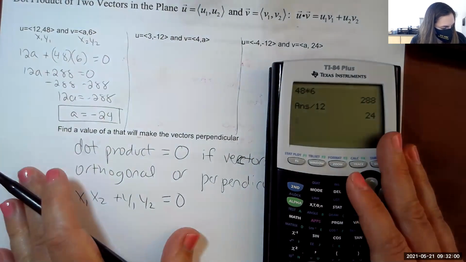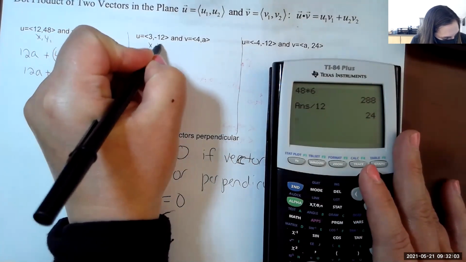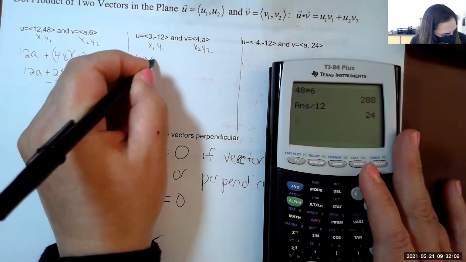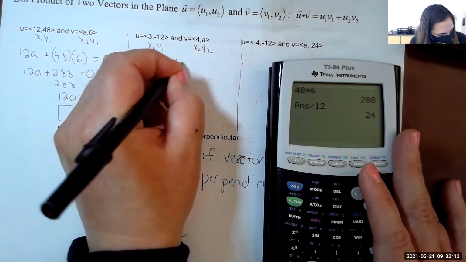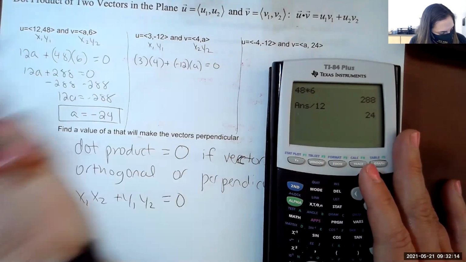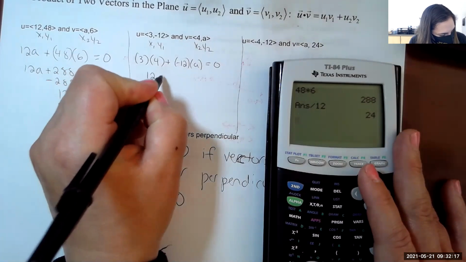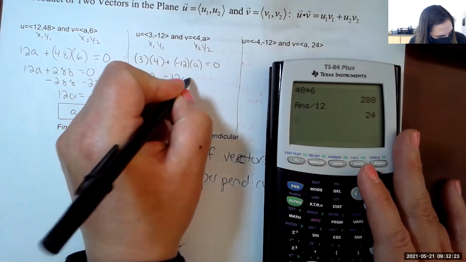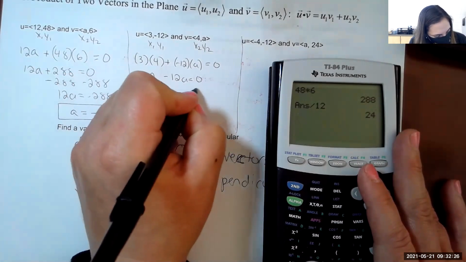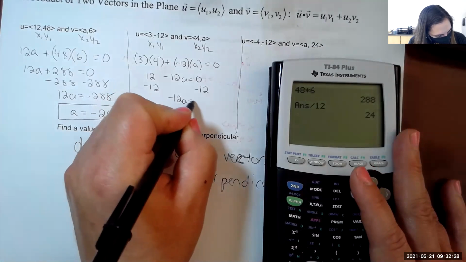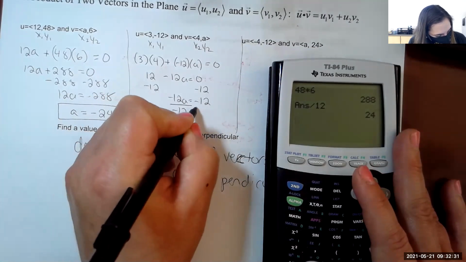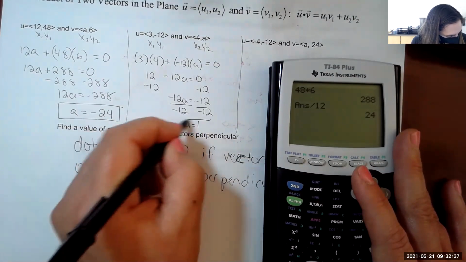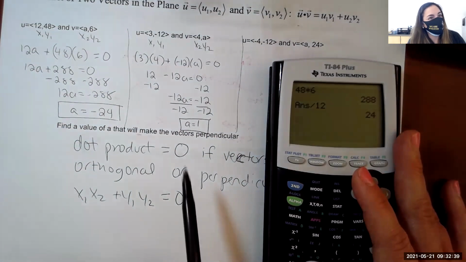Okay. I'm going to do the next one. So I have x1, y1, x2, y2. So I have 3 times 4 plus negative 12 times A equal to 0. 3 times 4 is 12. And then negative 12 times A is negative 12A equals 0. Subtract 12 from both sides. So I have negative 12A equals negative 12. Divide both sides by negative 12. A is going to have to be 1. Okay. If you want, you can check your work too.